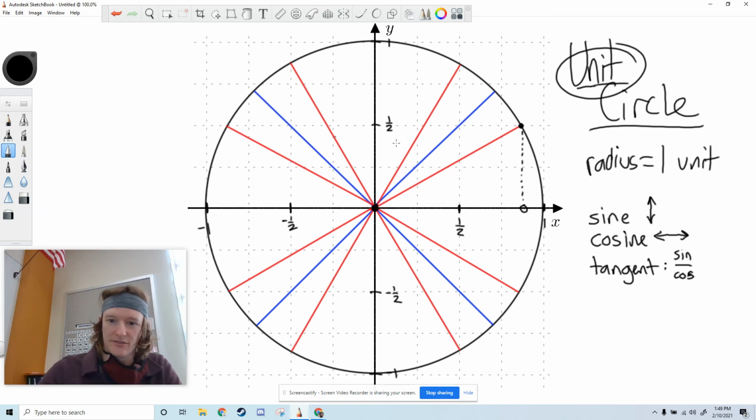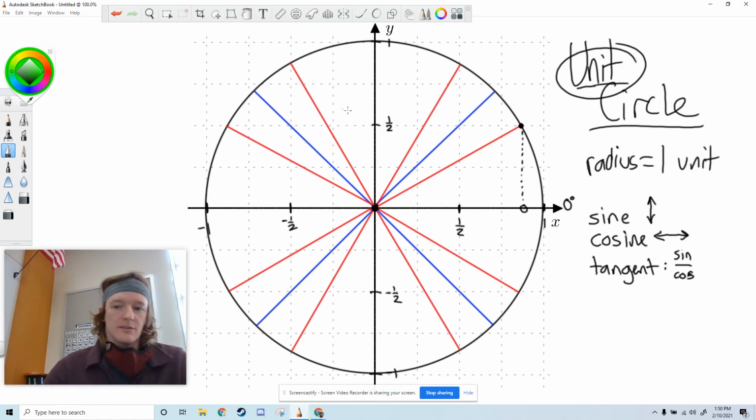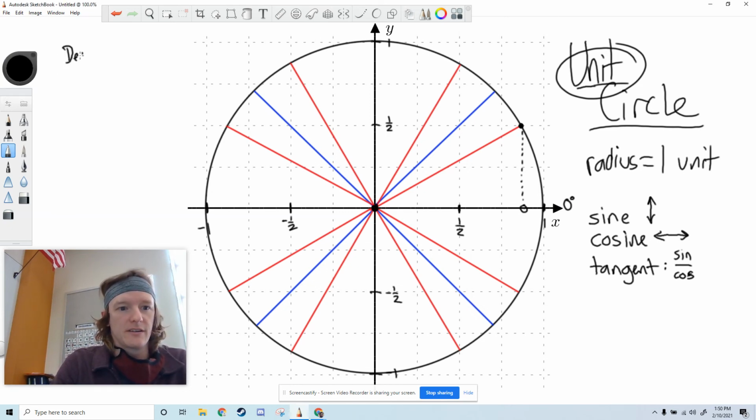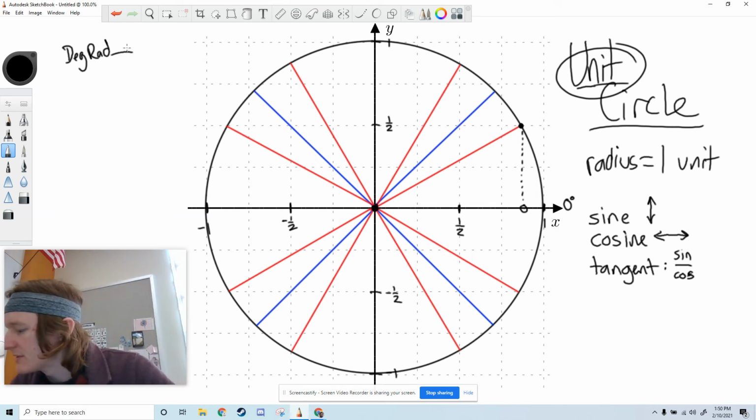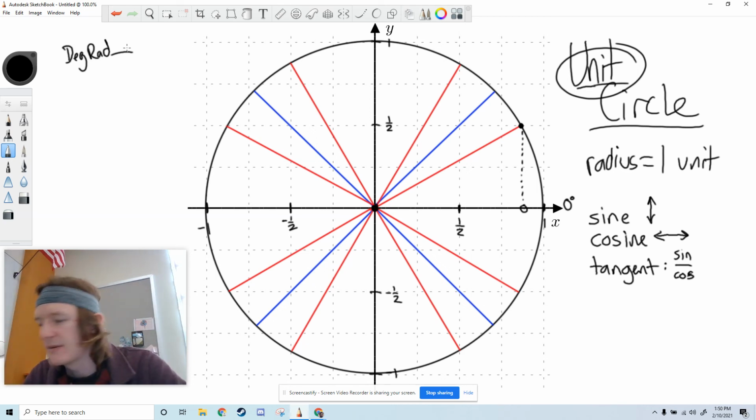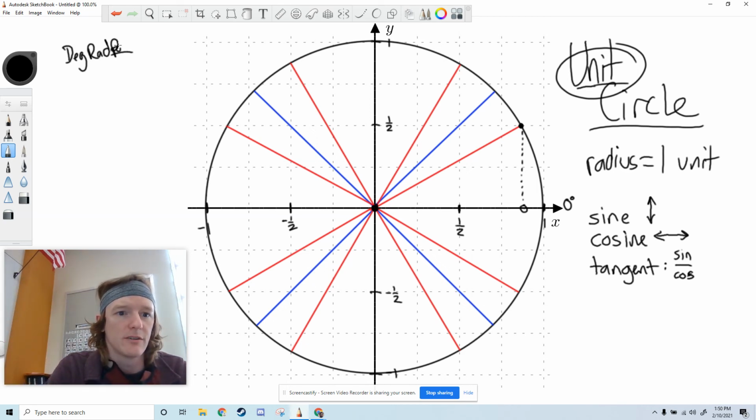So let's go around the circle. Let's knock some of these out. Let's do this first one. The first one's going to be at 0 degrees. Now, this is in degrees. You've also probably seen on your calculator a thing that says degree, rad, and maybe polar, POL, or parametric, PAR.